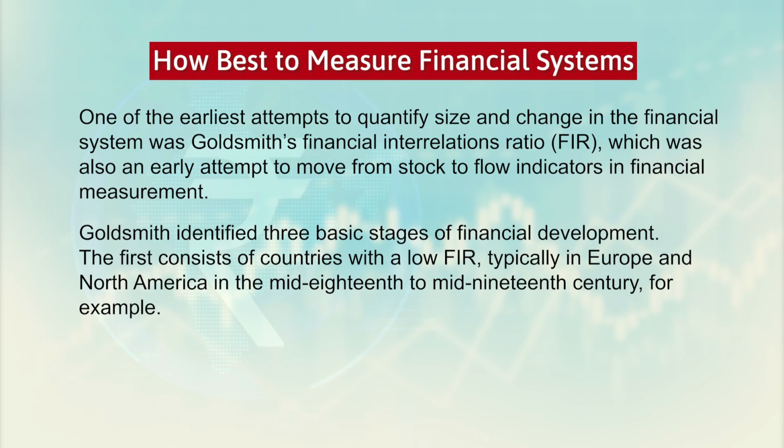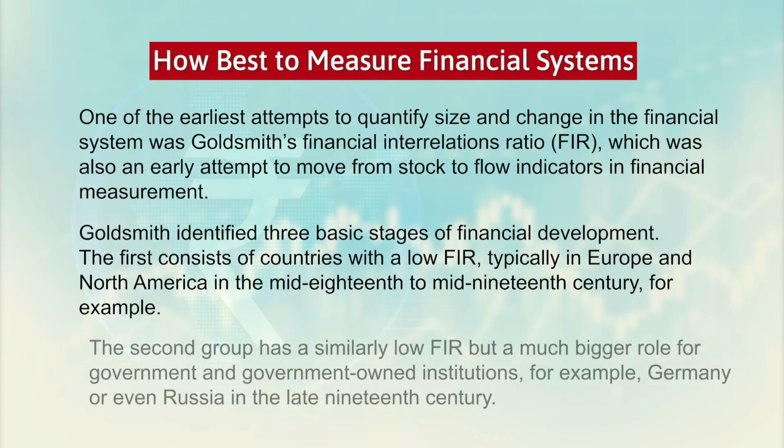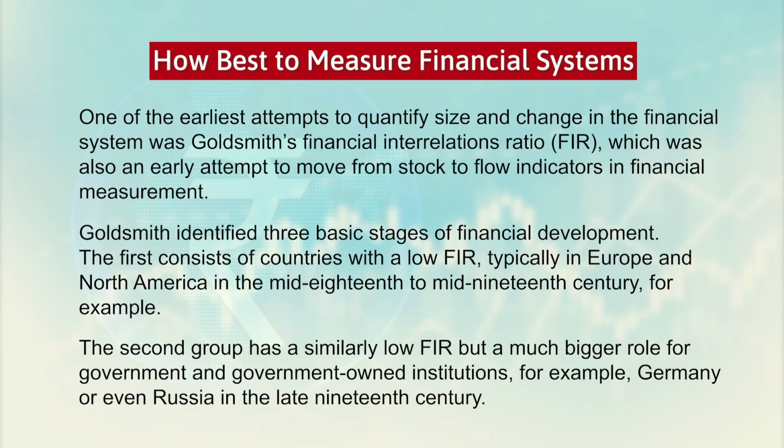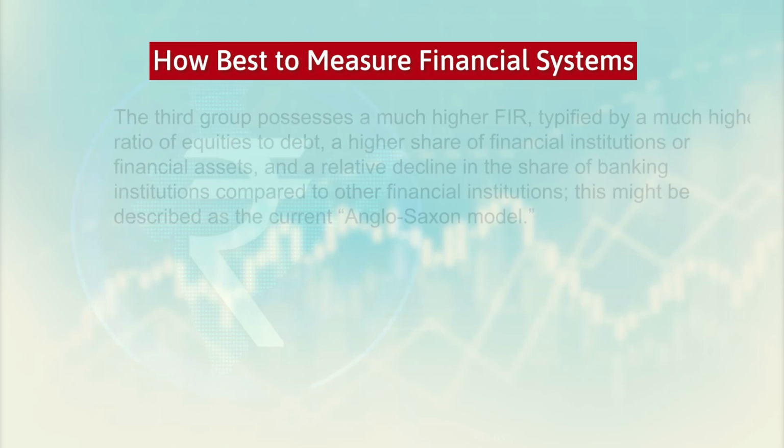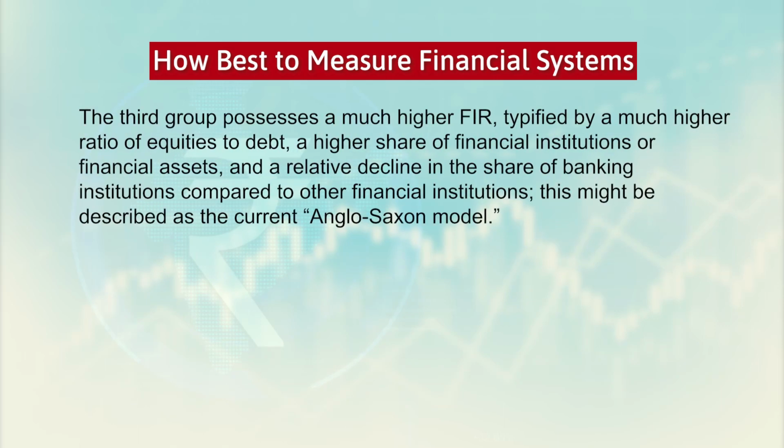The first consists of countries with quite low FIR, typically in Europe and North America, in the mid-18th to mid-19th century. The second group also had low FIR, but they had a much bigger role played by the government and government-owned institutions. For example, countries like Germany, or for that instance, even Russia in the late 19th century. The third group does not possess low FIR.